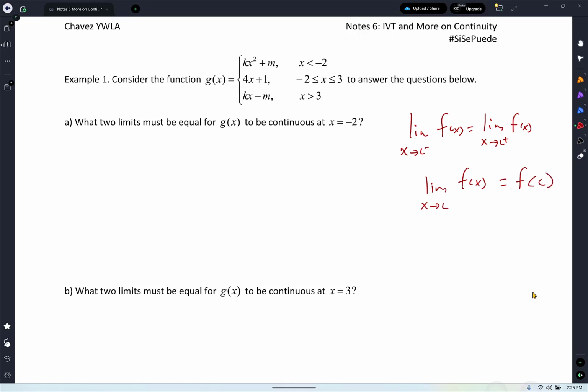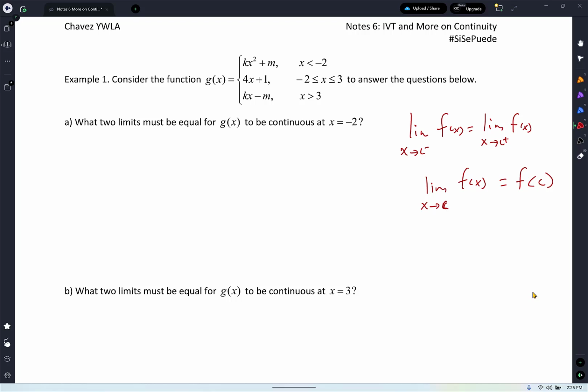I guess you could also just look at this one: as x approaches c of some function, it has to equal f of c. So that means I can't have any holes, it can't have infinite discontinuities, stuff like that. Cool or not cool? So it's pretty straightforward, guys. It's nothing crazy. So here's example 1.